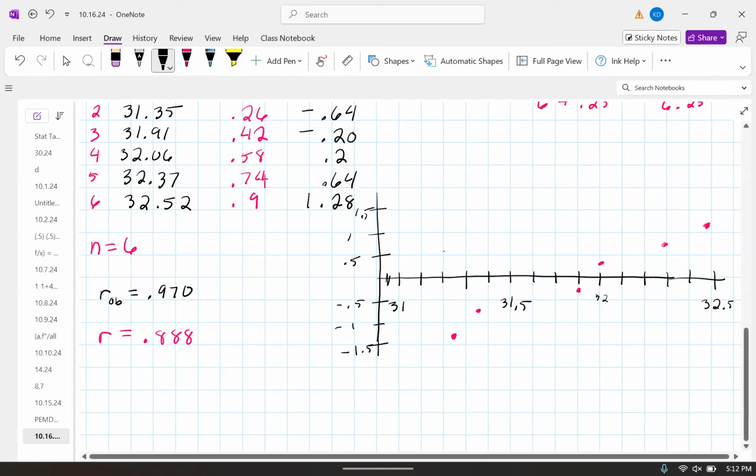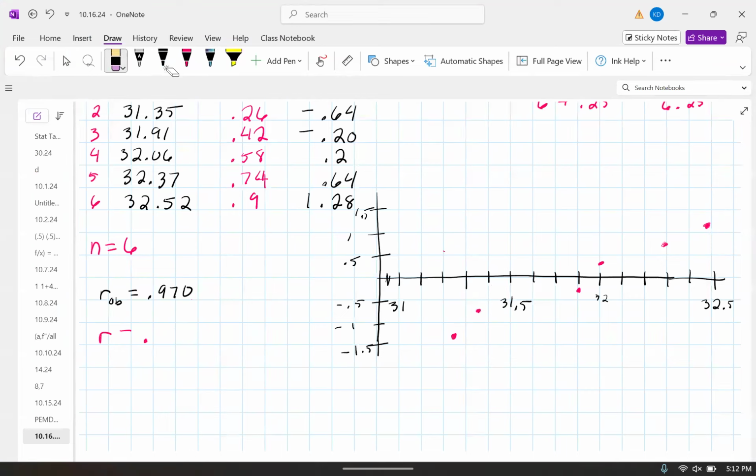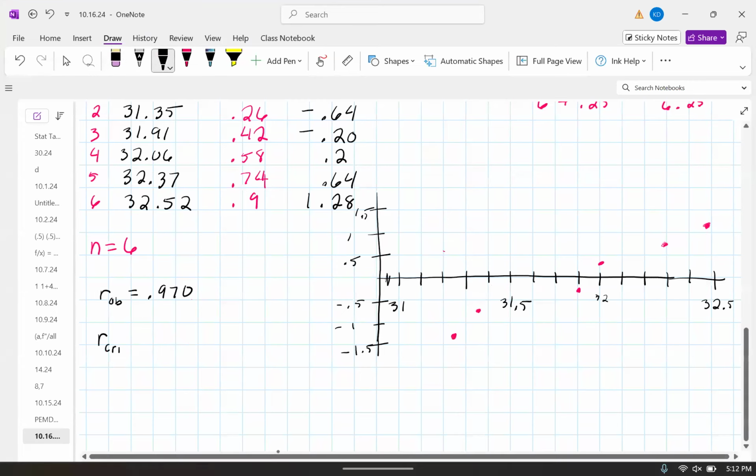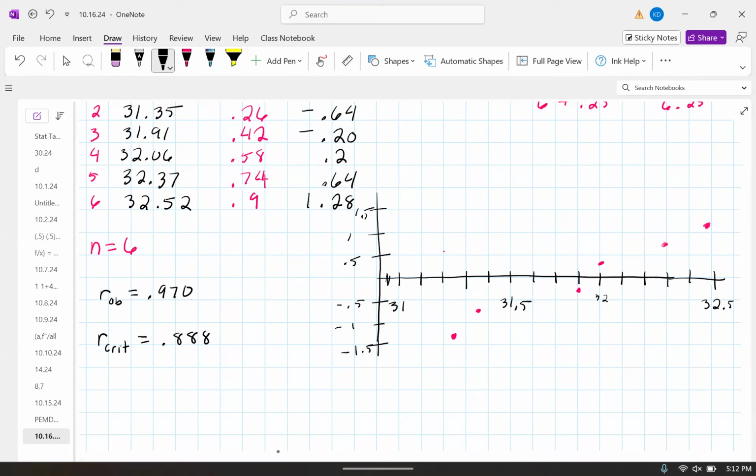So our observed R value that we found with our data is 0.970. The critical value, so we call this R crit, is 0.888. In this case, we're always putting our data as ascending, so we'll always get a positive, which is nice in this case.